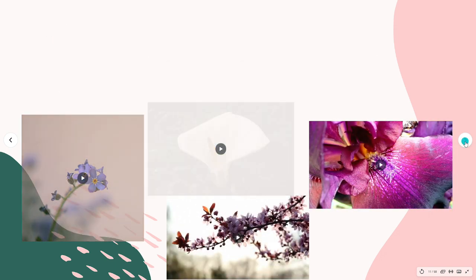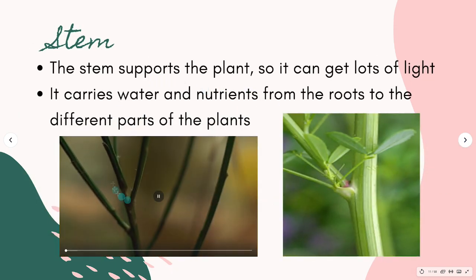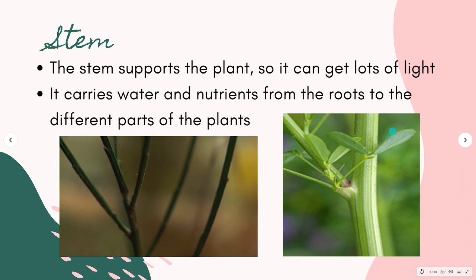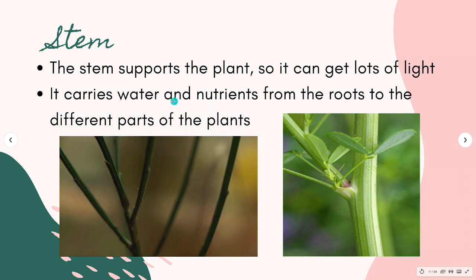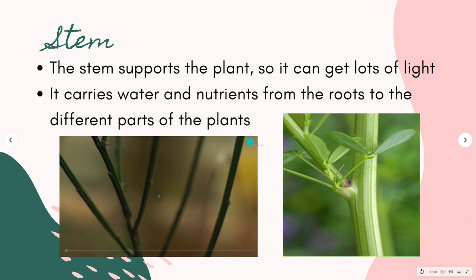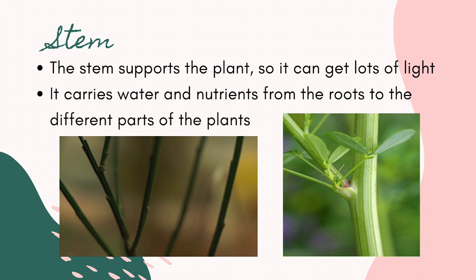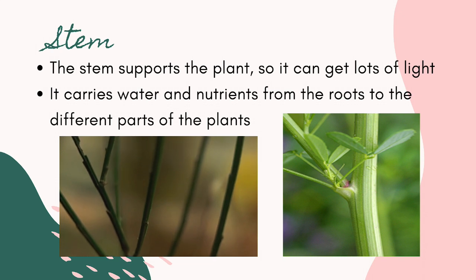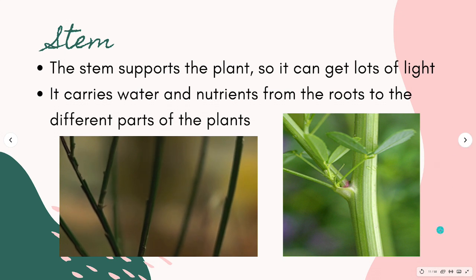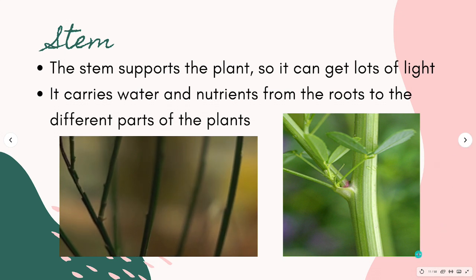Now this is the stem. It is the stalk of the plant which helps the plant to stay upright. The stem carries water from the roots to the leaves. It supports the plant so it can get lots of light. It carries water and nutrients from the roots to the different parts of the plant. The trees also have a stem, but we usually call it a trunk of a tree.